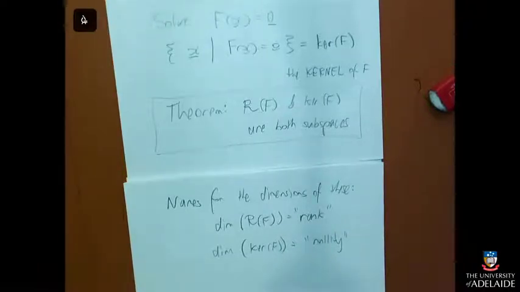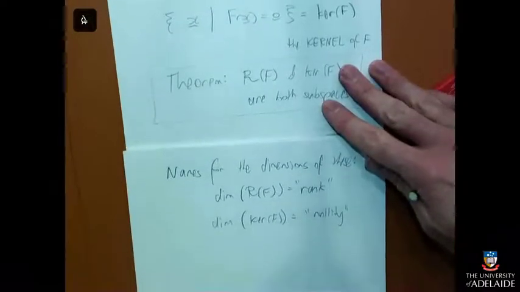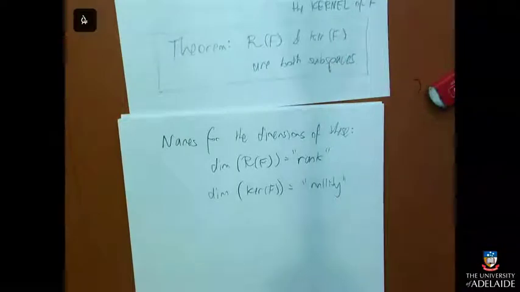Mathematicians are essentially lazy, right? So I don't want to say the dimension of the kernel, I'll say nullity, because that's got one less syllable. It could make all the difference. Okay.